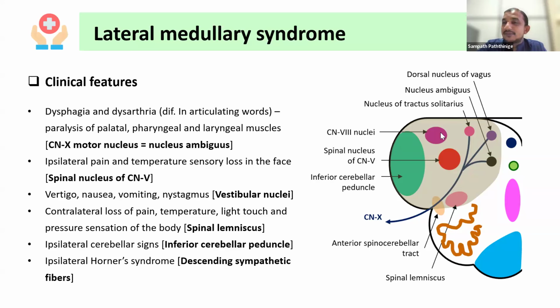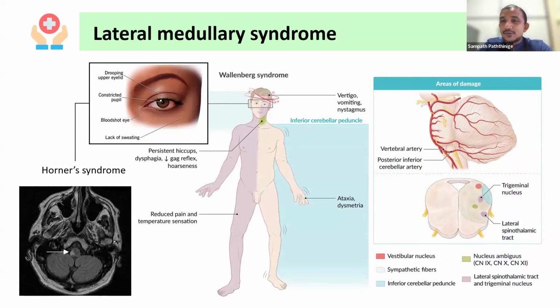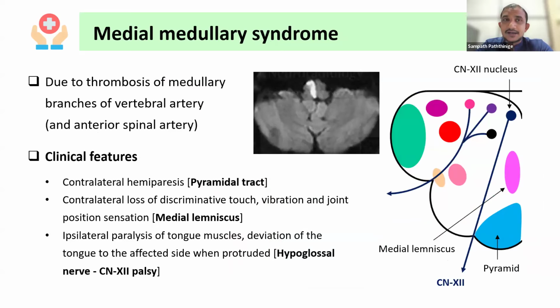They will have damage to the vestibular nerve and the cerebellar peduncle, so that is why they have a lot of cerebellar signs and vestibular signs, vertigo, nystagmus, right? And also there would be damage to the descending autonomic pathway, so they will have Horner syndrome. That is what you see in the lateral medullary syndrome. You might be given a history and asked to explain how these clinical features occur. It is due to the damage or occlusion of the PICA, the posterior inferior cerebellar artery.